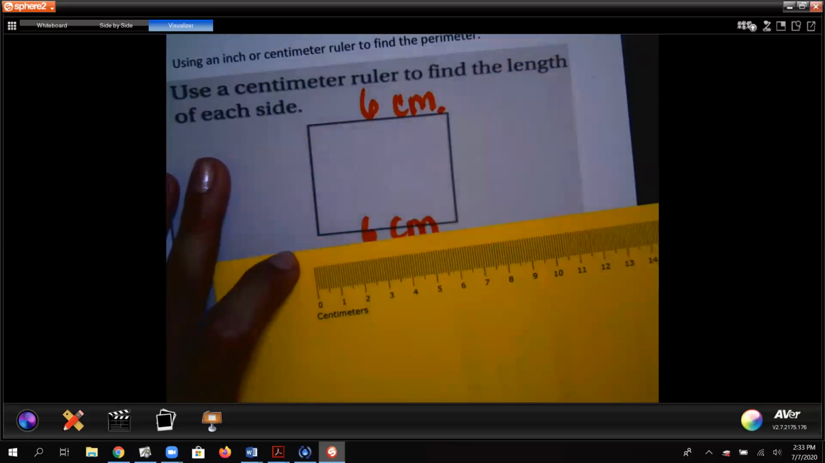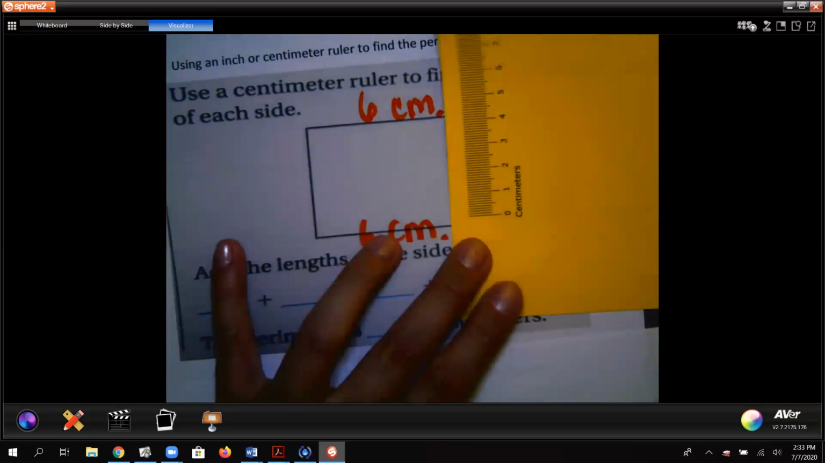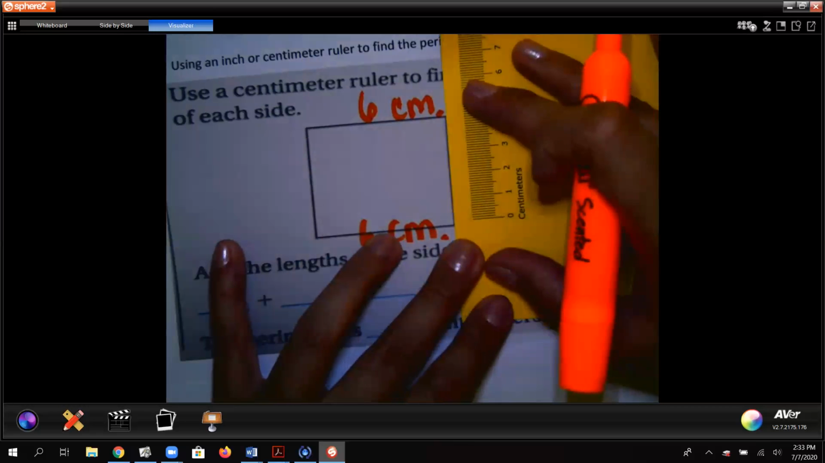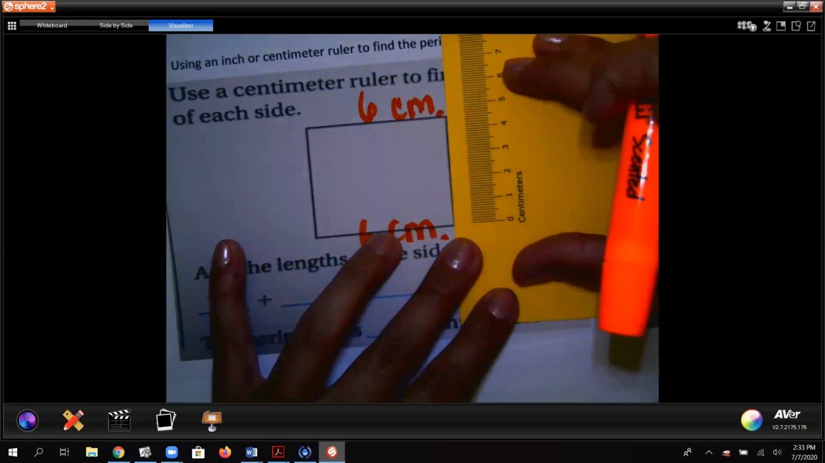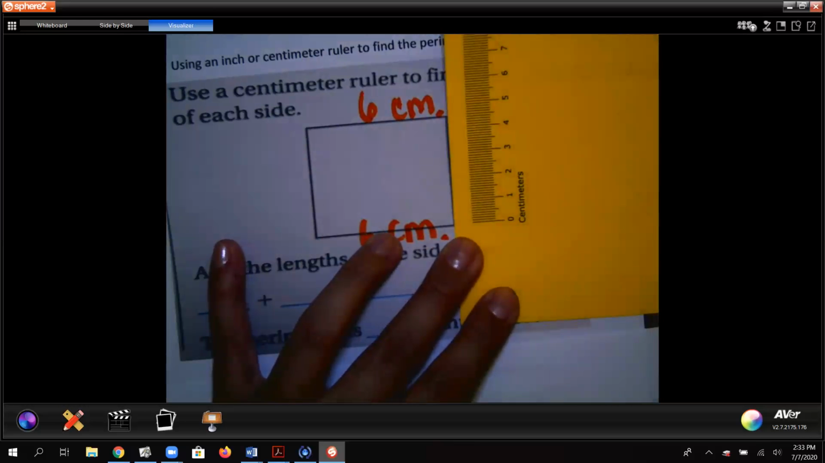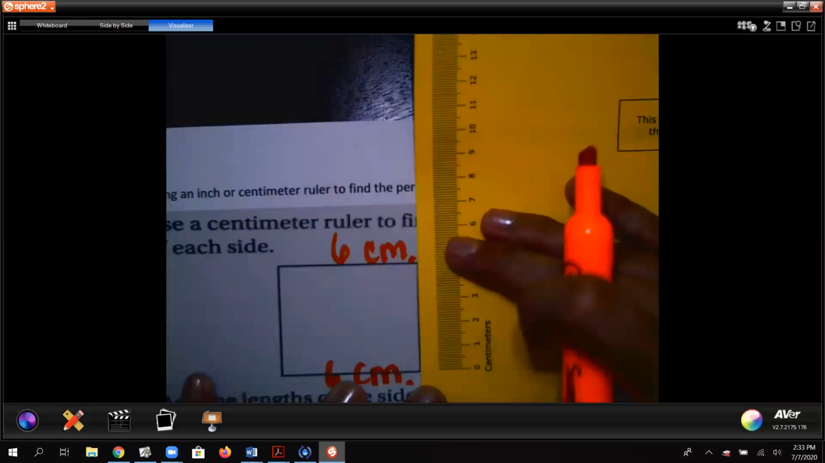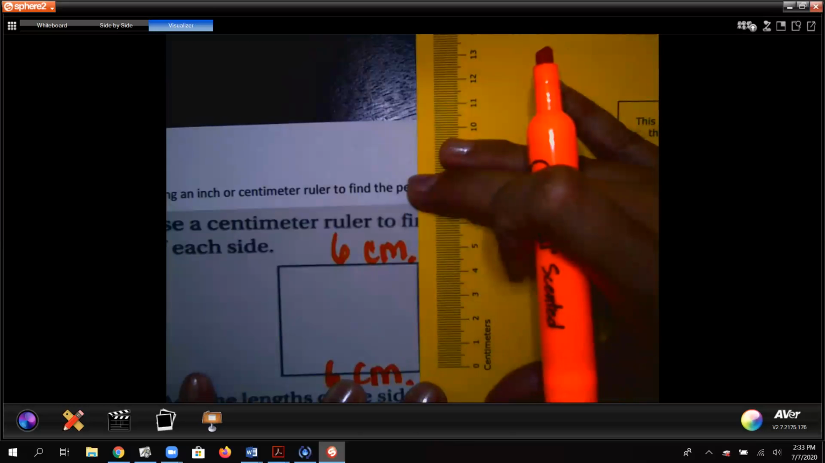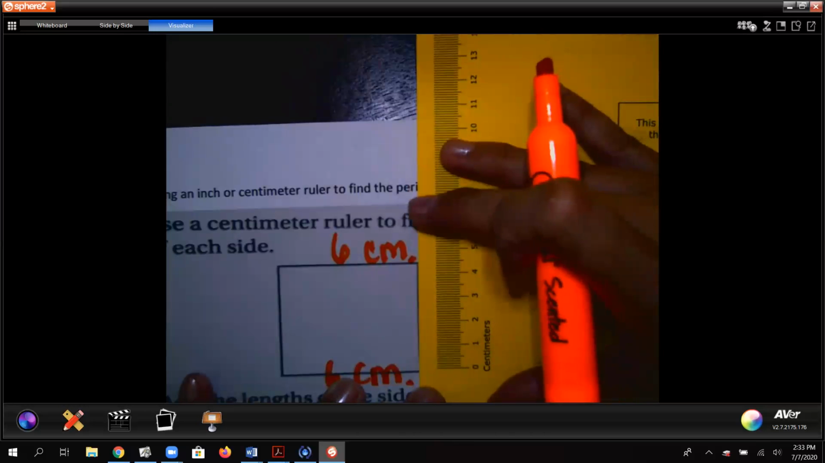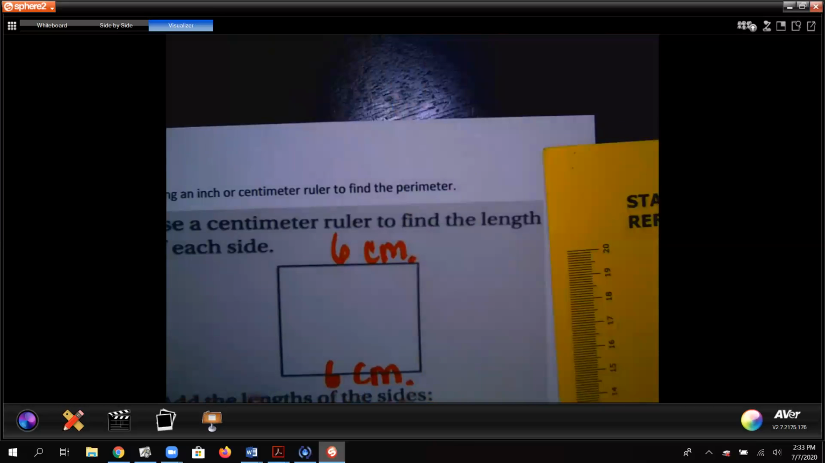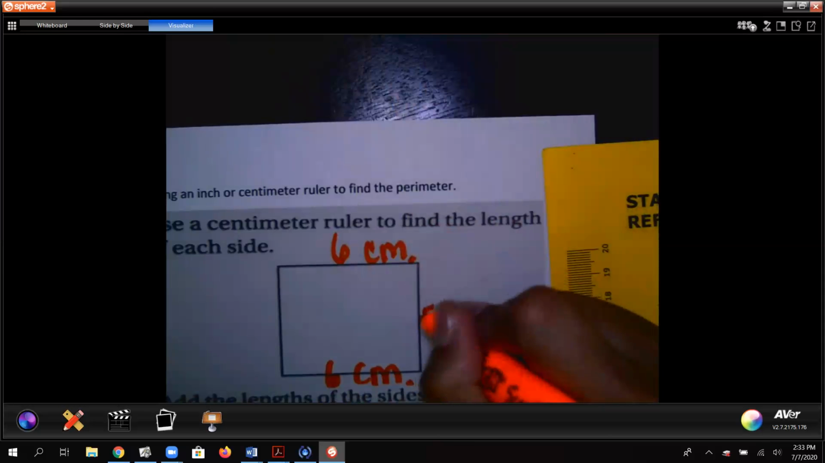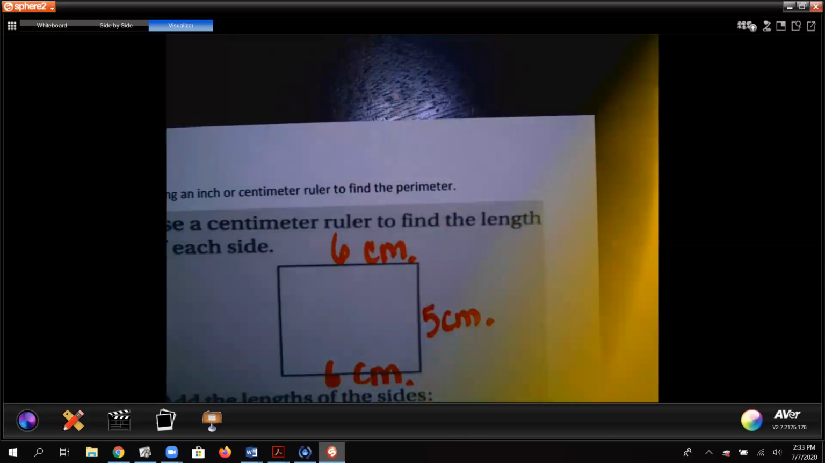Okay, now let's look at the other 2 sides. I'm sure they're congruent to each other. That's about, it's a little bit past the 4 or the 5. Let's take a closer look. Yeah, let me see, it's right on the 4.5. So actually we're going to round that up to 5. If it's on the half, you have to round it up to the 5. So that'll be 5 centimeters here, and 5 centimeters there.